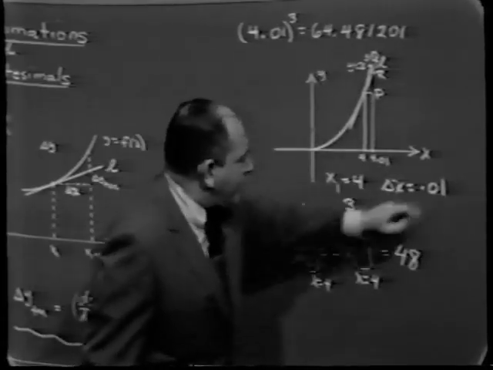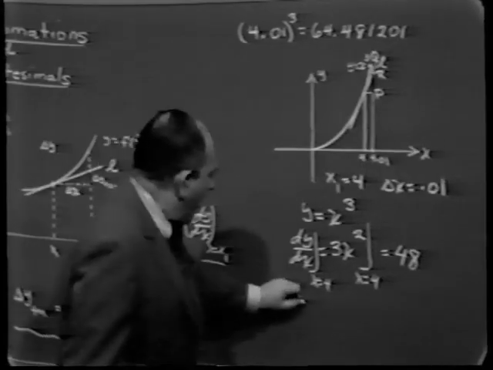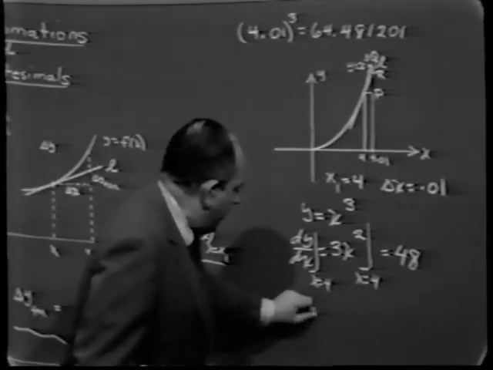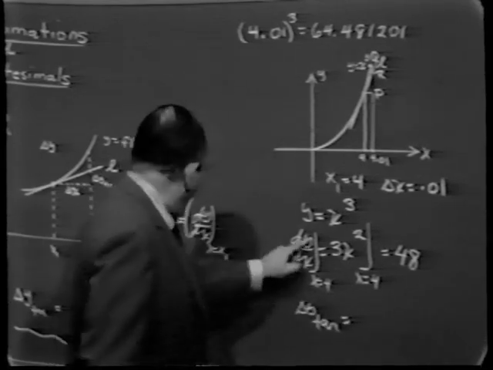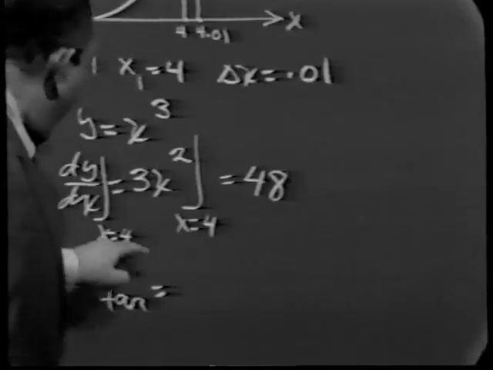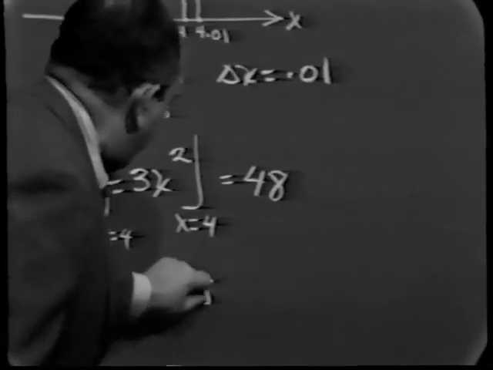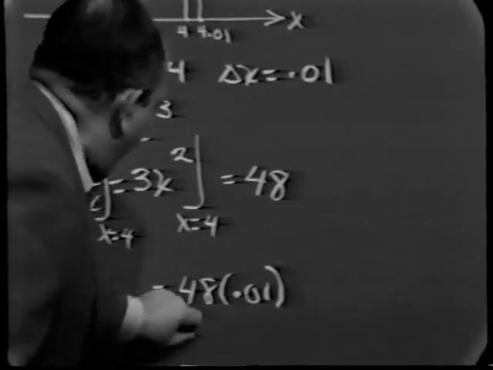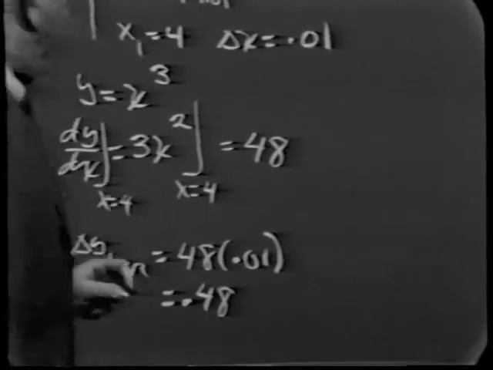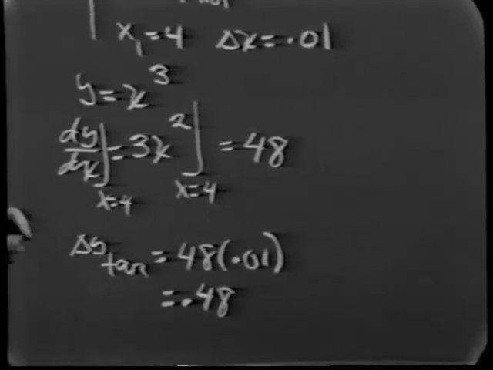I also have that delta x is 0.01. So according to my recipe, delta y tan is what? It's dy dx, evaluated at x equals 4, which is 48, times delta x, which is 0.01, and that's 0.48.